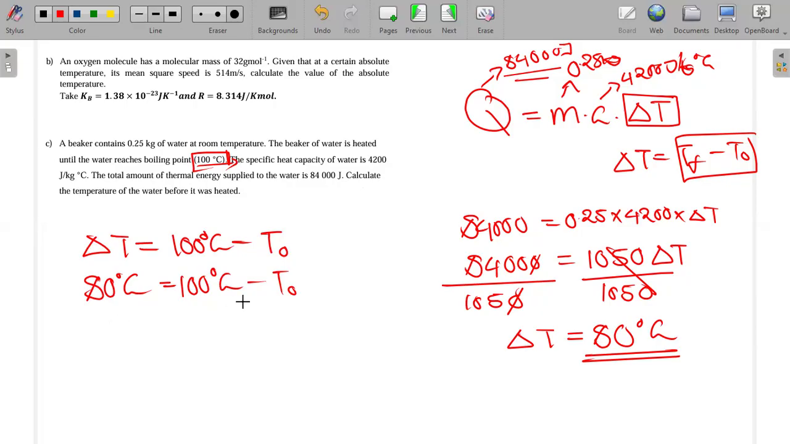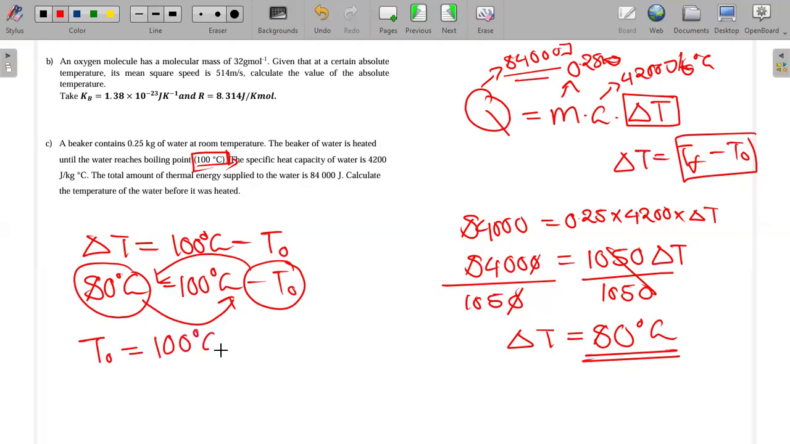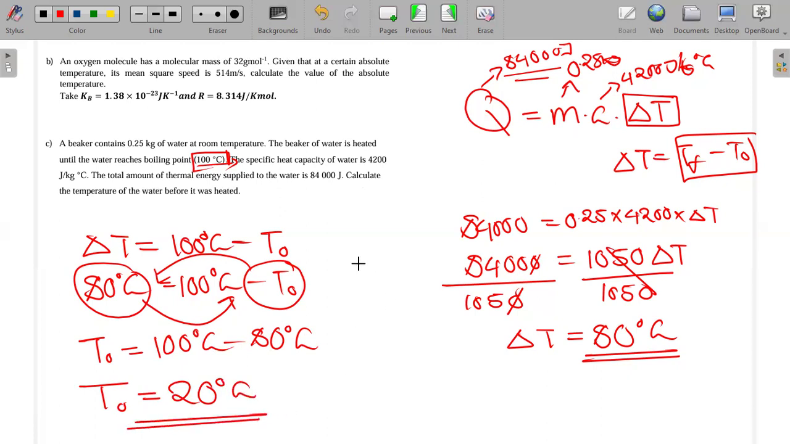All right, so since I don't want T initial to be negative, I'll take it to that side of my equation, then I'll take this to the other side. Hence, I'm going to have my T initial being equal to 100 degrees Celsius minus 80 degrees Celsius. That means my initial temperature is equal to 20 degrees Celsius. As simple as that.